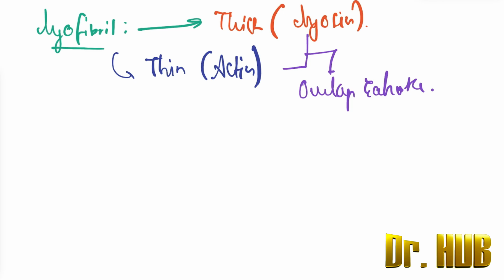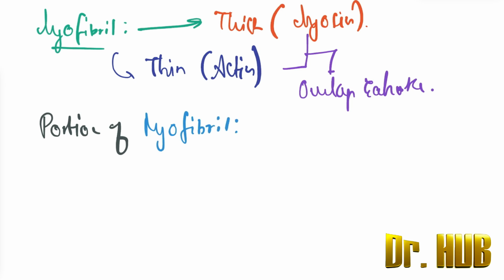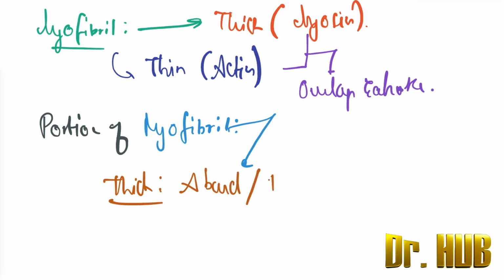Next is the portion of the myofibril which contains a thick filament. This thick filament is nothing but the A band, or the dark band.